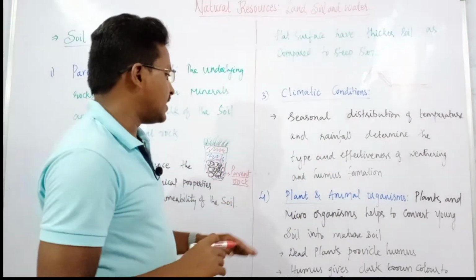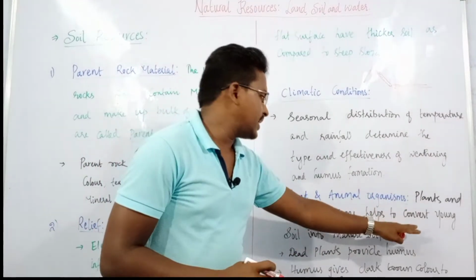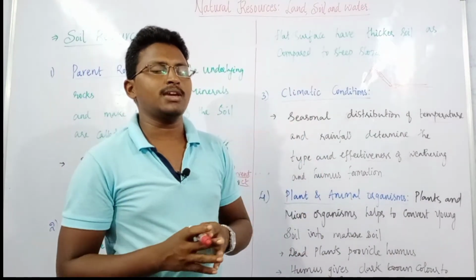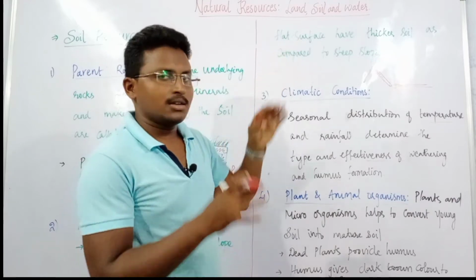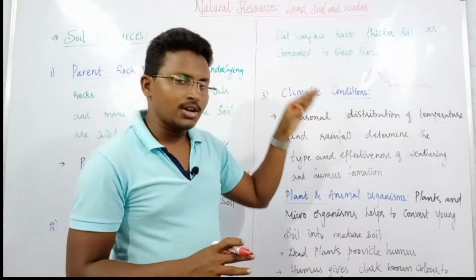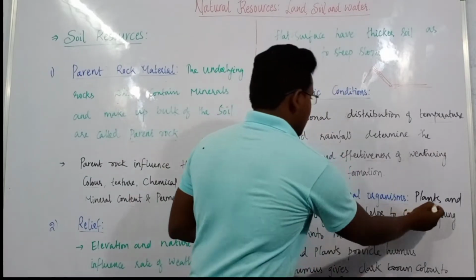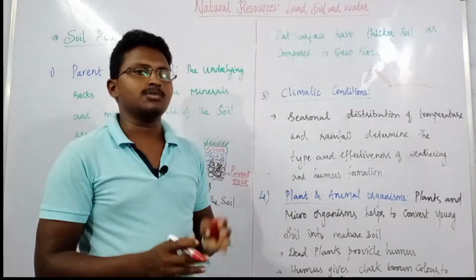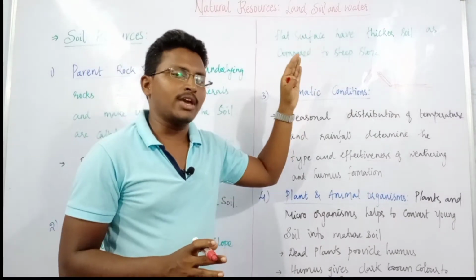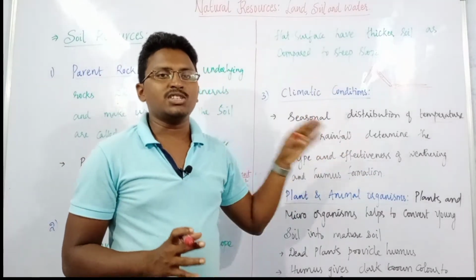Then the fourth one is plant and animal organisms. These plants and animal microorganisms help turn young soil into mature soil. So we will see how these soil formation steps can take place. We will see the different stages in this soil, from young soil to mature soil, and how it takes place is mainly due to plants as well as microorganisms. These microorganisms convert young soil, or we can also say immature soil, into mature soil.